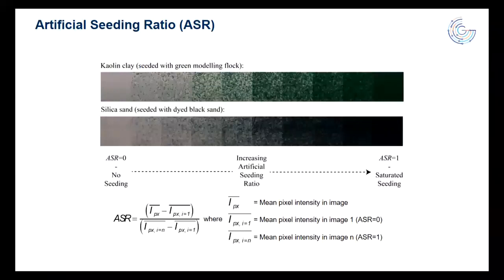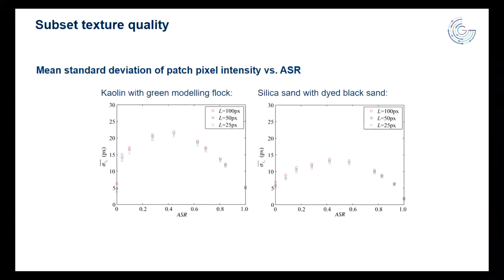So we take the mean pixel intensity in our current image, we take the mean pixel intensity in the image with 0 seeding, ASR of 0, and the mean pixel intensity in an image saturated with seeding, so an ASR of 1, and we define what the ASR is for our sequence of images moving left to right on the top there. What you find is if you plot the standard deviation of the measurement errors for a population of PIV data, you find that it correlates nicely with this artificial seeding ratio.